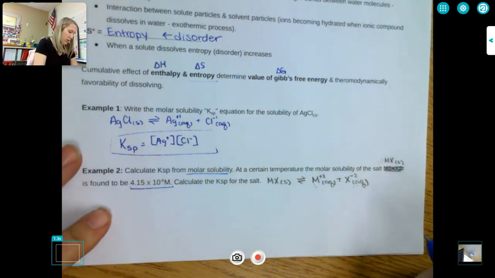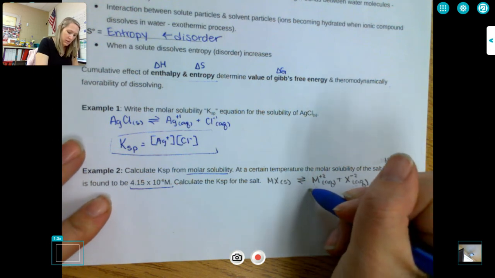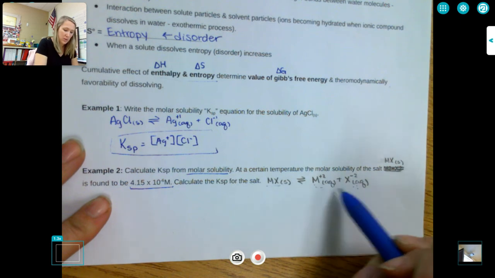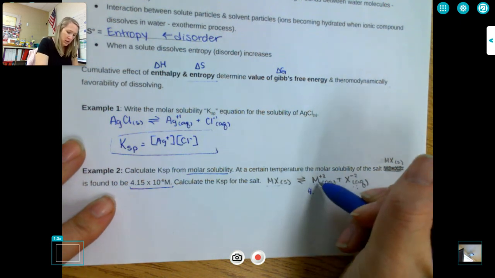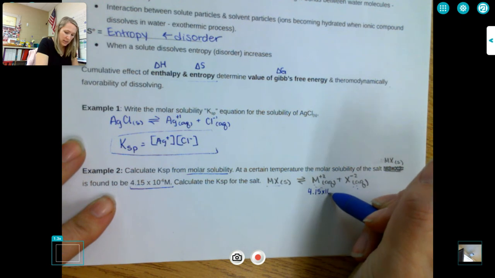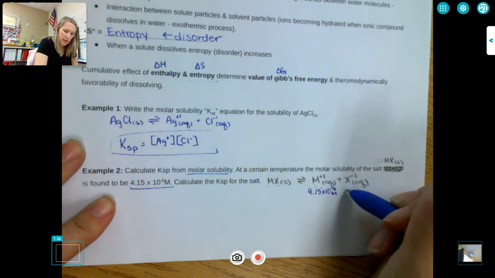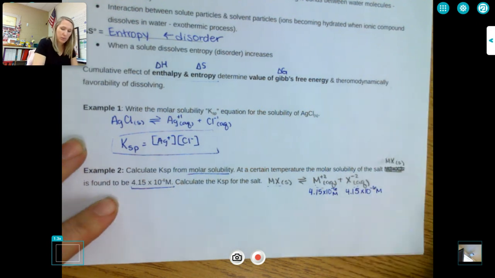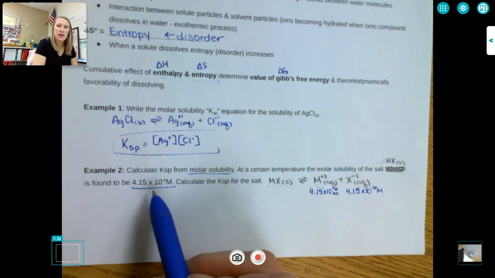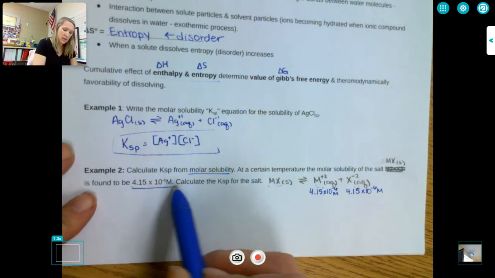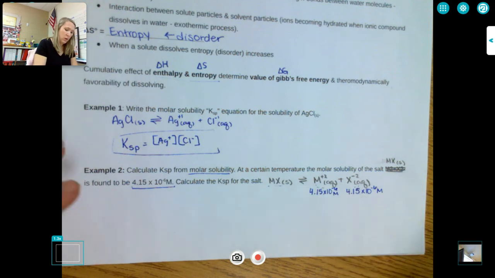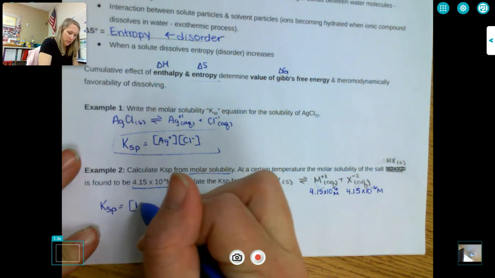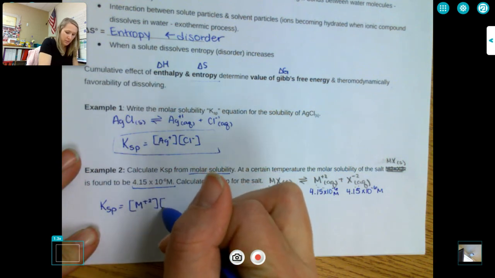we know that this dissolves and has a concentration. So if this is my reaction, my solid dissolves into my two aqueous ions. I have a concentration of one of my ions to be 4.15 times 10 to the negative 6 molar, and the other one is 4.15 times 10 to the negative 6 molar. So that's what this tells me, is that at equilibrium, this dissolves to be this concentration of both of those. Well, Ksp is equal to the concentration of our ions multiplied together.